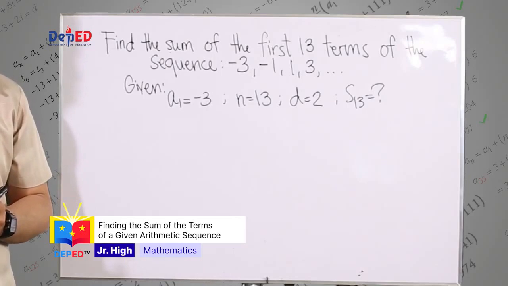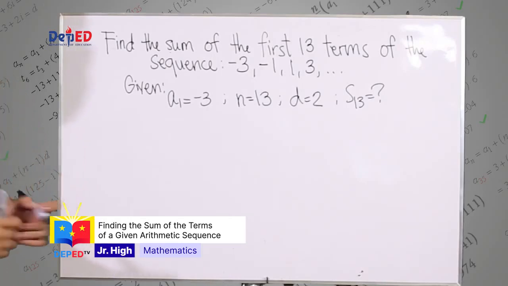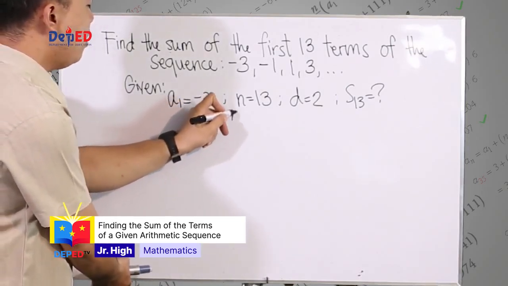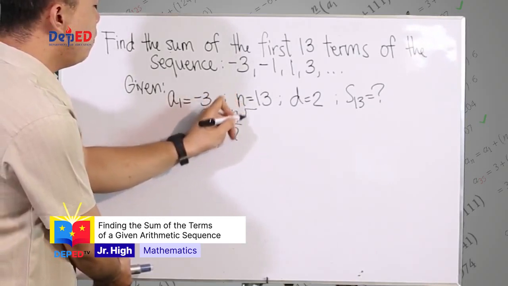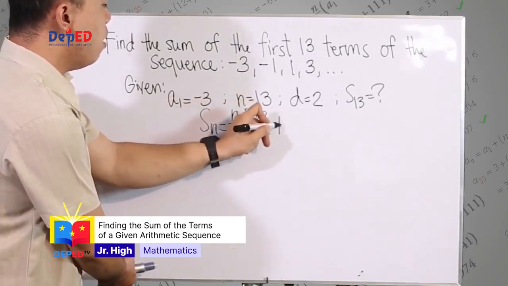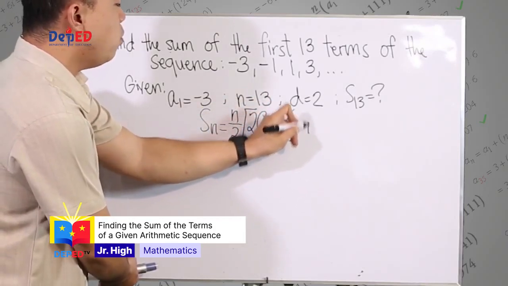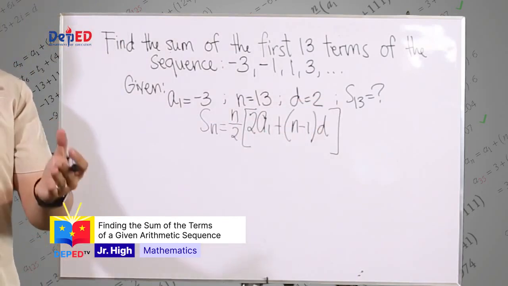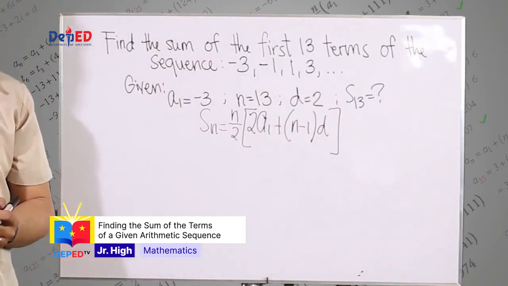Since the last term is not given, we will use the formula S sub n is equal to n divided by 2 times the quantity 2 times a sub 1 plus n minus 1 times the difference. Again, substitute the values in the formula.